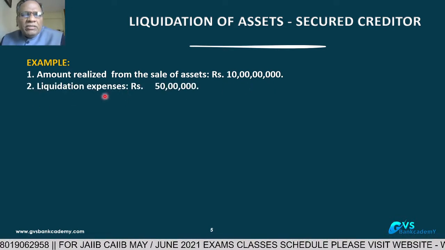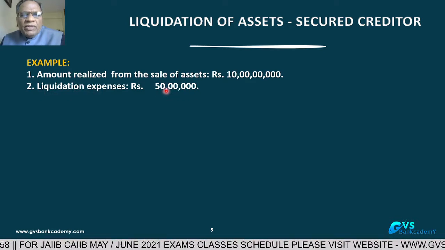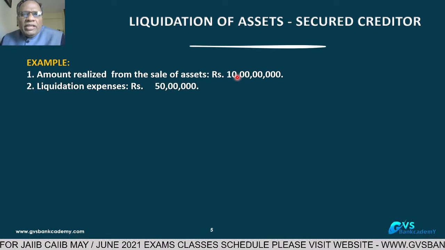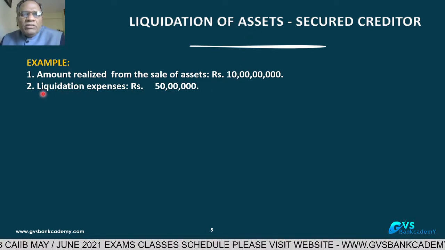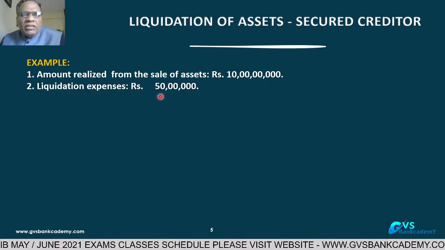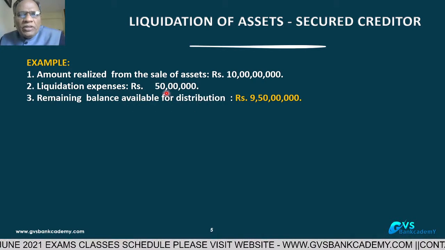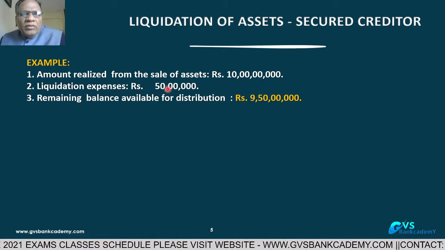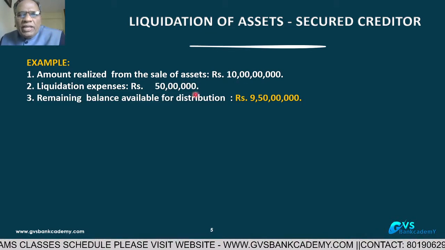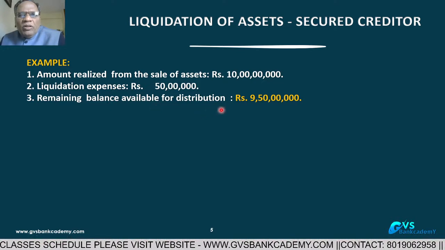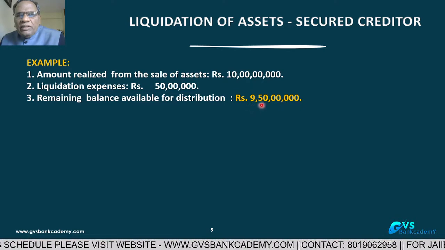Liquidation expenditure is 50 lakhs. Total realized amount is 10 crores from the liquidation of company assets. Out of that, the liquidation expenditures are 50 lakhs. The remaining balance available for distribution after payment of 100% of the liquidation expenditure, 10 crores minus 50 lakhs, is 9 crores 50 lakh rupees.